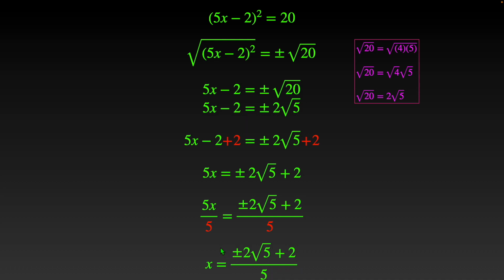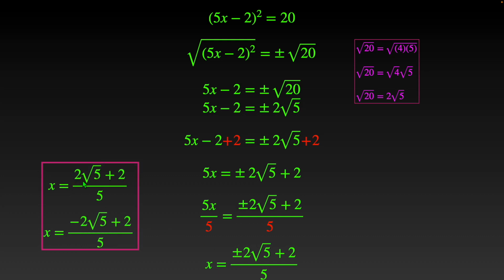And again, we can write them as two separate answers. 2 radical 5 plus 2, all of that divided by 5, and negative 2 radical 5 plus 2, all of that divided by 5.